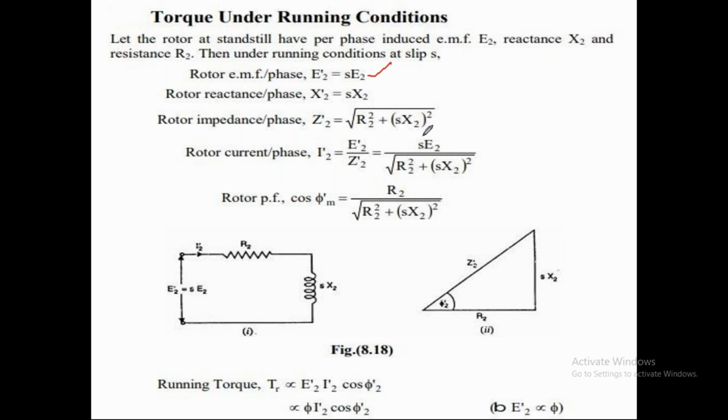Here you observe that S is multiplied with E2 and X2, because at running condition S lies between 0 and 1. So that's why I'm going to substitute here.